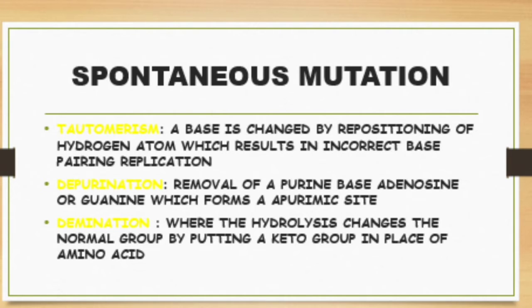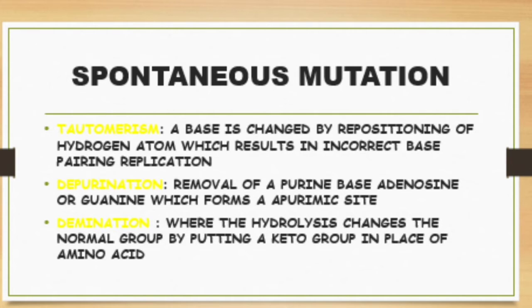The third spontaneous mutation we have is deamination. Deamination is because of hydrolysis. Hydrolysis changes the normal base to an atypical base containing a keto group in place of the original amino group.